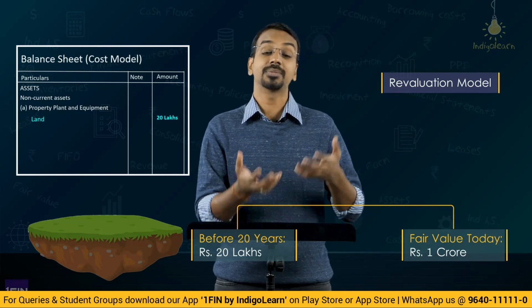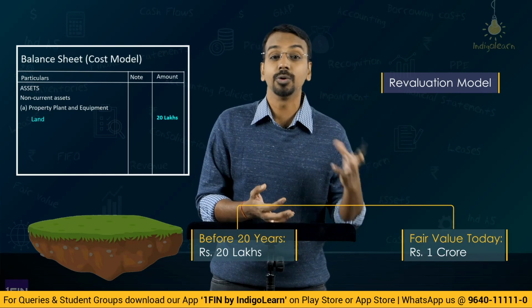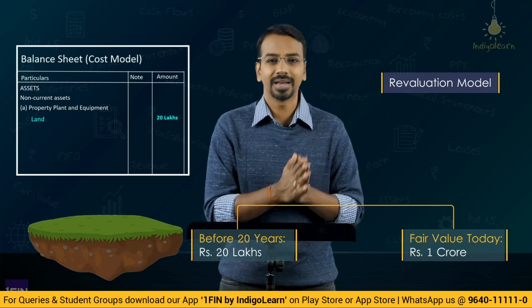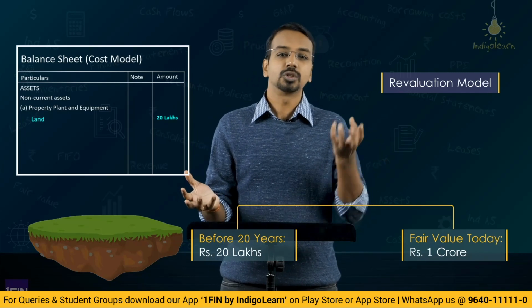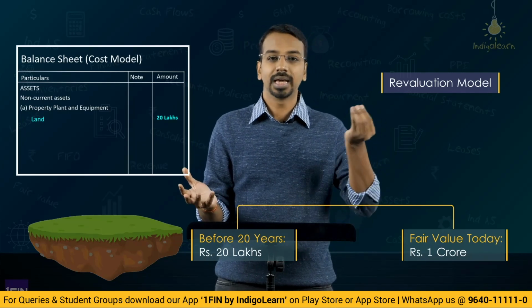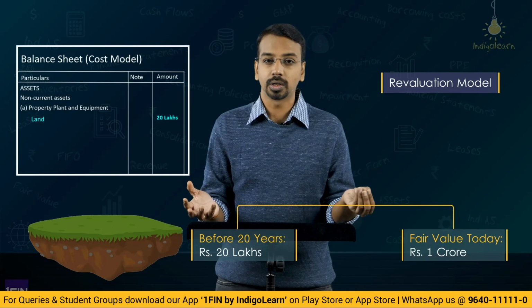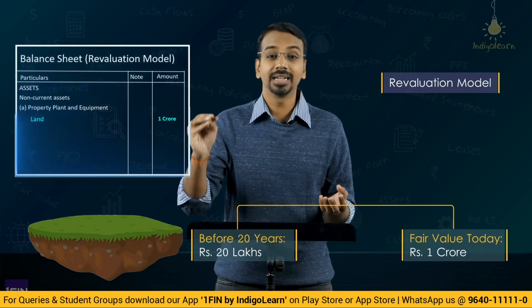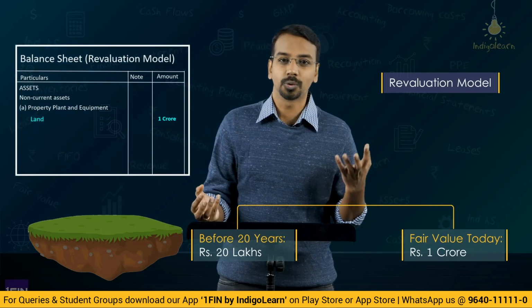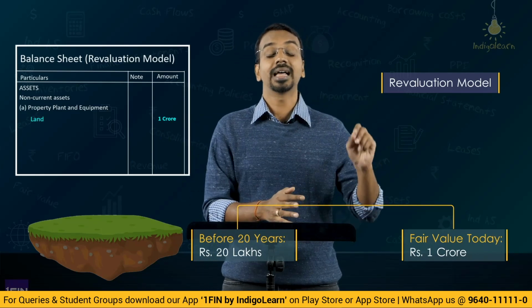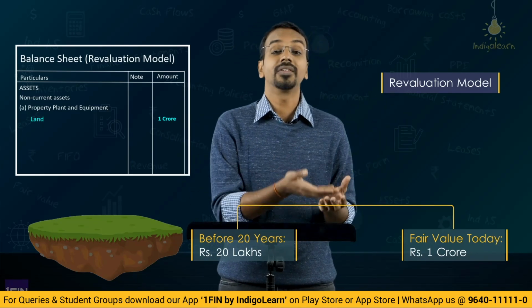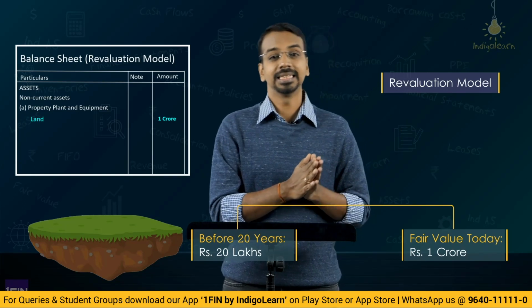And hence Ind AS 16 prescribes another model which is the revaluation model. Now, what would we do under revaluation model? 20 lakhs was the cost, current value is 1 crore. We will understand how do we arrive at those values. Current value is 1 crore. Increase the value of land in the books from 20 lakhs to 1 crore. So, originally the asset was at 20 lakhs. Now, after revaluation, the asset will be shown at 1 crore. We have increased the value of asset by 80 lakhs.